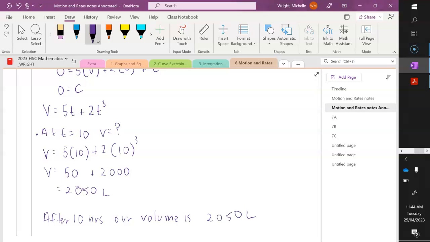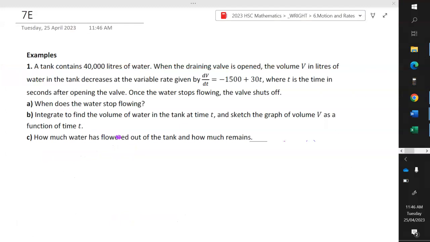Okay. That's the end of that section. I think I might show you another question that's a little bit more difficult that is not in your notes, however. So you can either stop the video here or move over into the OneNote into 7E and have a look at some of the examples in there, of which this is the first one.